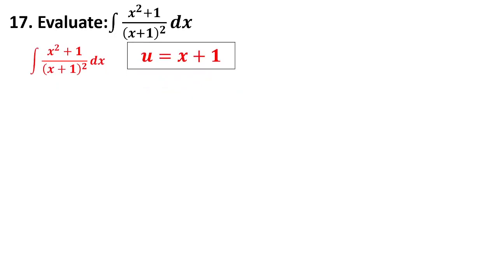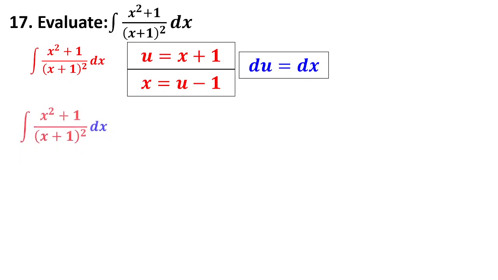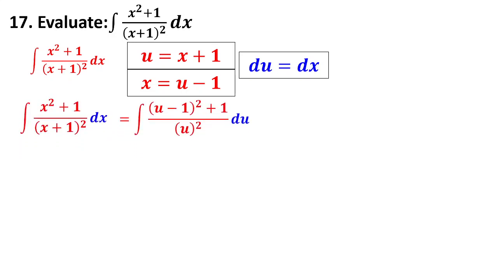This problem can be tried by putting u is equal to x plus 1. Therefore u is equal to x plus 1, x will be u minus 1, du will be dx. Put it there inside the integral sign now. For x square I have to put u minus 1 whole square. For x plus 1 the whole square I got to put u square.